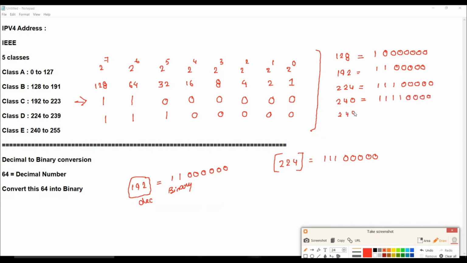Next is 248, which is 5 ones, 3 zeros. Next is 252, which is 6 ones followed by 2 zeros.